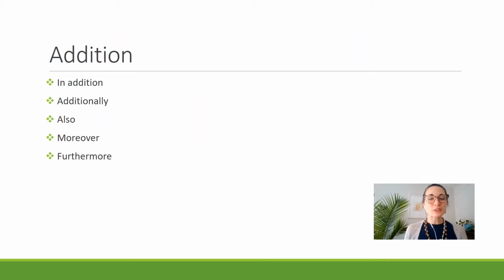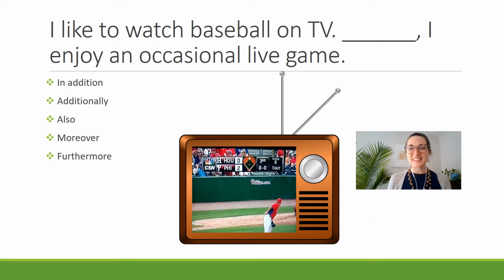So let's move on to our second type of transitions. We're looking at addition transitions. So the most obvious ones that you might hear are in addition or additionally, but you could also hear also, moreover, and furthermore. Let's take a look at an example. Here it says, I like to watch baseball on TV. Blank, I enjoy an occasional live game.